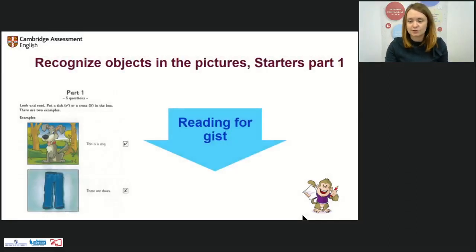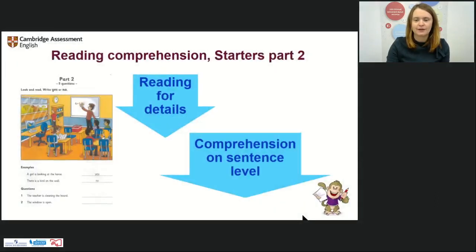So the first one is going to be starters. And this one should be reading for gist. They need to identify whether the description of an object in the picture is correct or not, and just put a tick or a cross. So nothing more. Okay.